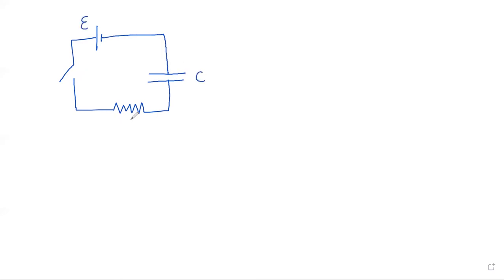In this circuit, we have a battery connected to a switch, connected to a resistor, connected to a capacitor. We'll say the battery has EMF E, the capacitor has capacitance C, resistor has resistance R. We'll call the switch S. Initially, the switch is open and the capacitor is uncharged, so that we'll say that at t equals 0, the capacitor is uncharged, so we will say Q is equal to 0.